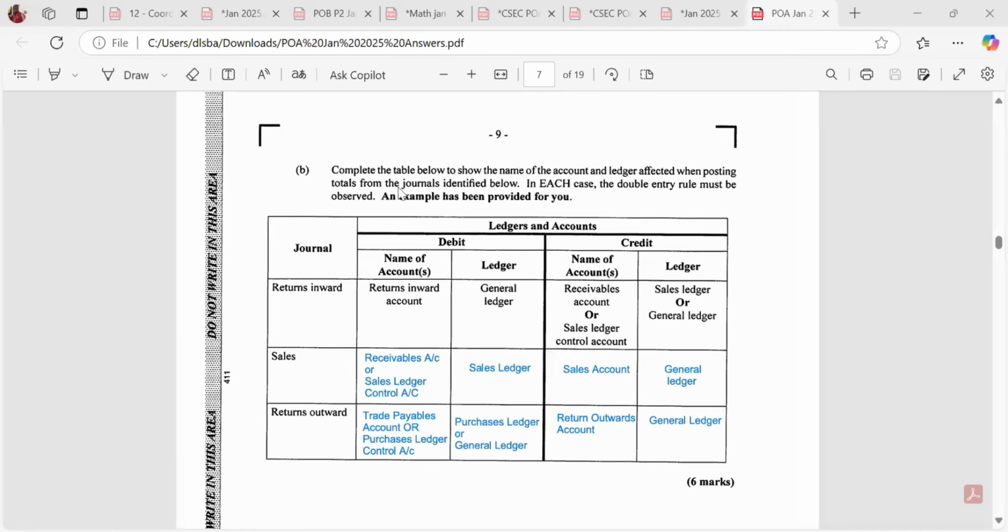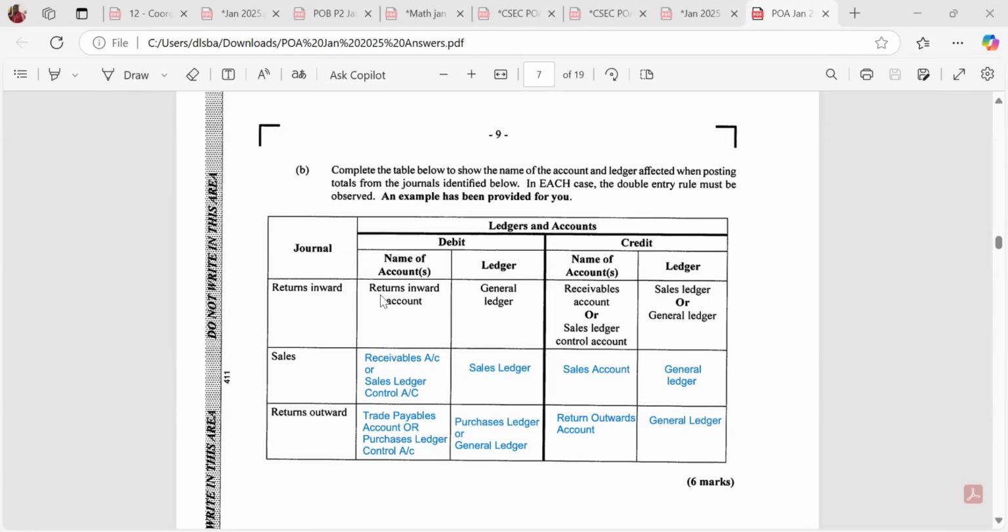To B, complete the table below to show the name of the account and the ledger affected in posting totals from journals identified below. You have to see the double entry and which journal it will be in. And they gave an example. First one, journal return inwards. You know that's transferred to return inwards account. Return inwards is always debited. Remember PRIDE: purchases, return inwards, drawings, expenses. Those accounts are always debited. So you debit the return inwards, which will be found in the general ledger. Once it's not a person, it goes in the general ledger.